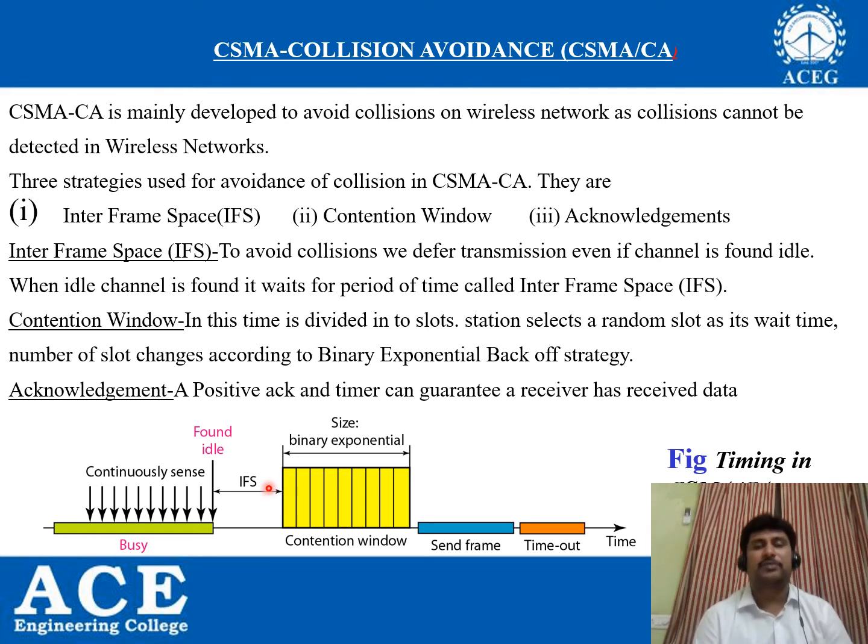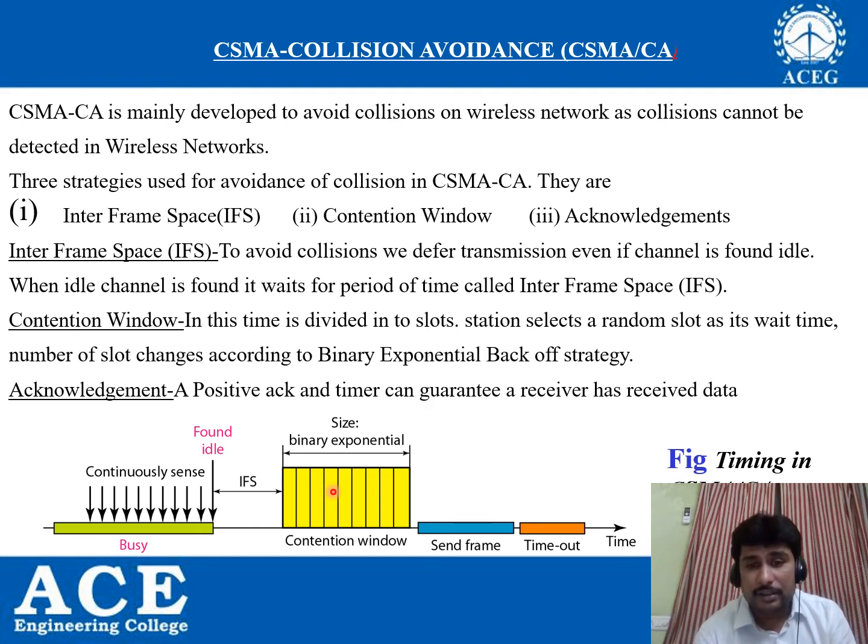Then the second strategy which we are adopting is called the contention window. So what is this contention window? Here the time is divided into slots and the station selects a random slot as its wait time. The number of slots changes according to the binary exponential backoff strategy. What it means is, after the interframe space, the first time I will wait for one time slot and then again check if the channel is free or not. If the channel is free, then I can send the frame. If the channel is not free, then I have to increase my exponential wait time. I need to wait for 2 slots. Next time I need to wait for 4 slots, then verify it.